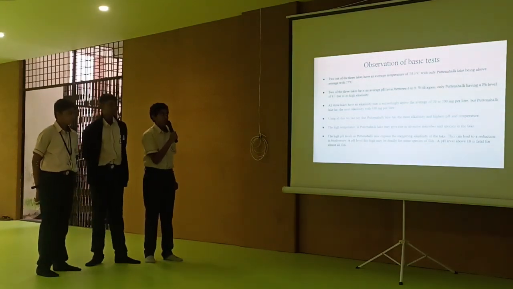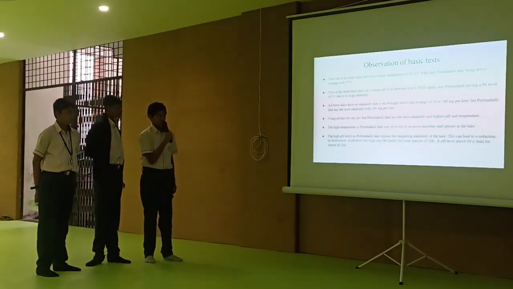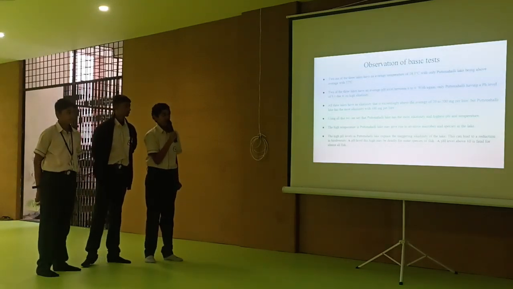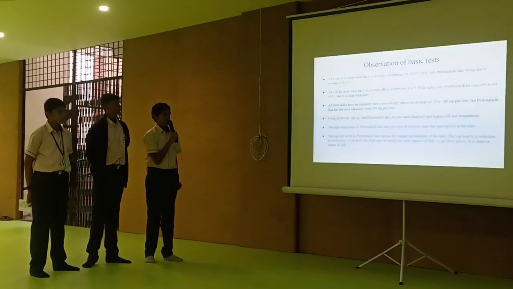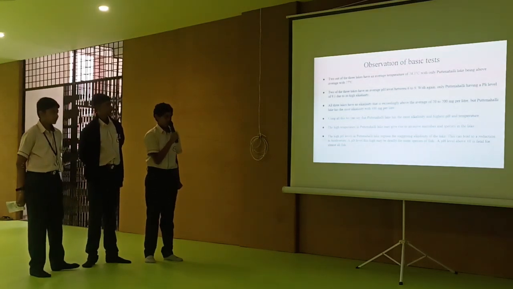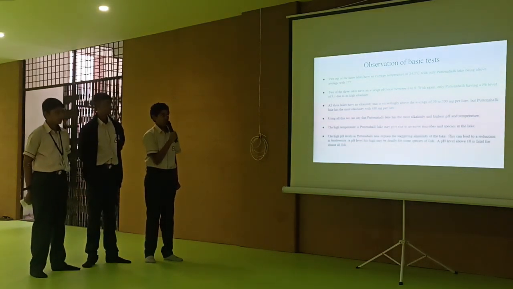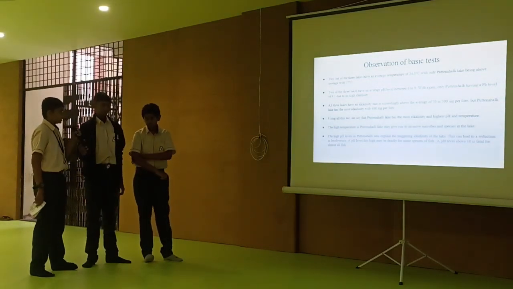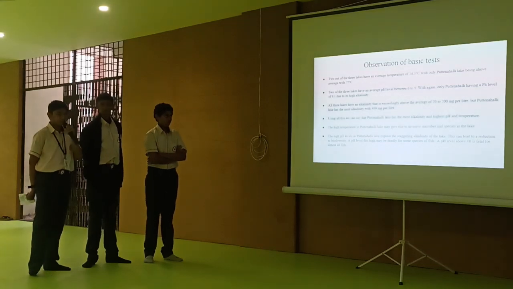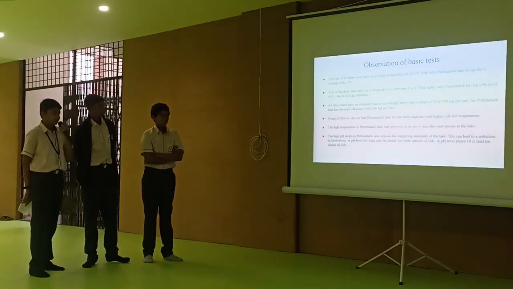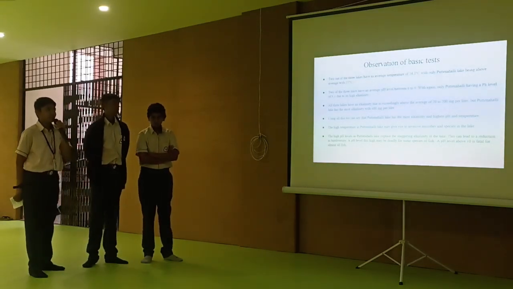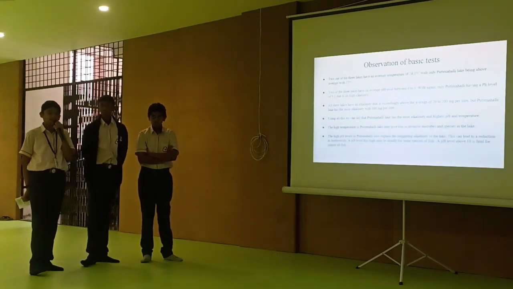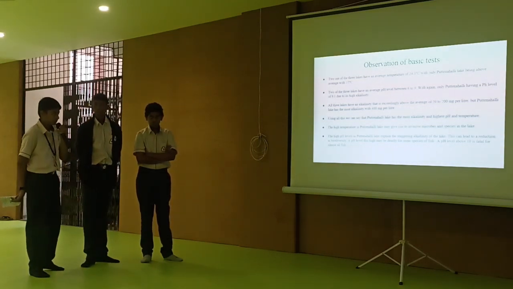All 3 lakes have an alkalinity that is exceedingly above the average of 20 to 200 milligrams per liter. But Puttenahalli, again, this lake has the most alkalinity with 480 milligrams per liter. So using all the information that we have gathered from the basic test, we can infer that Puttenahalli Lake has the most alkalinity and the highest pH as well as temperature.